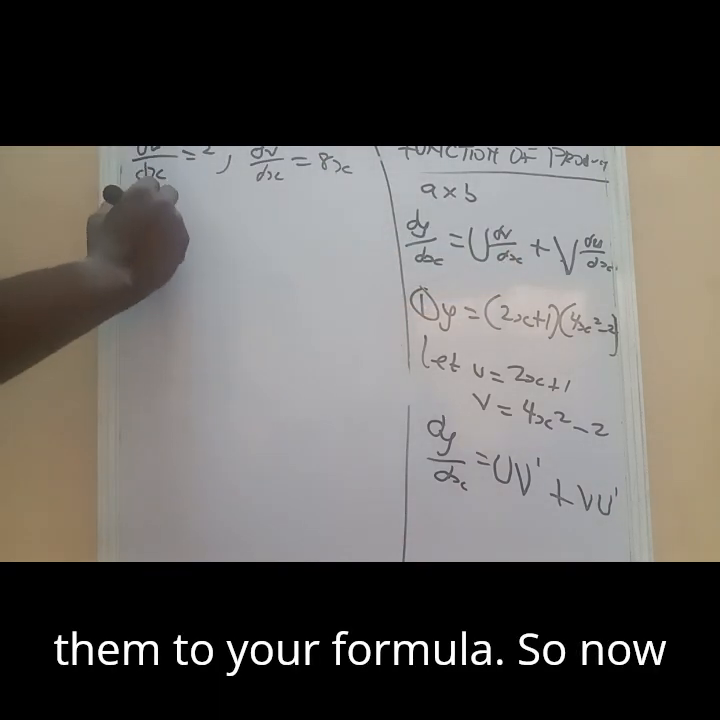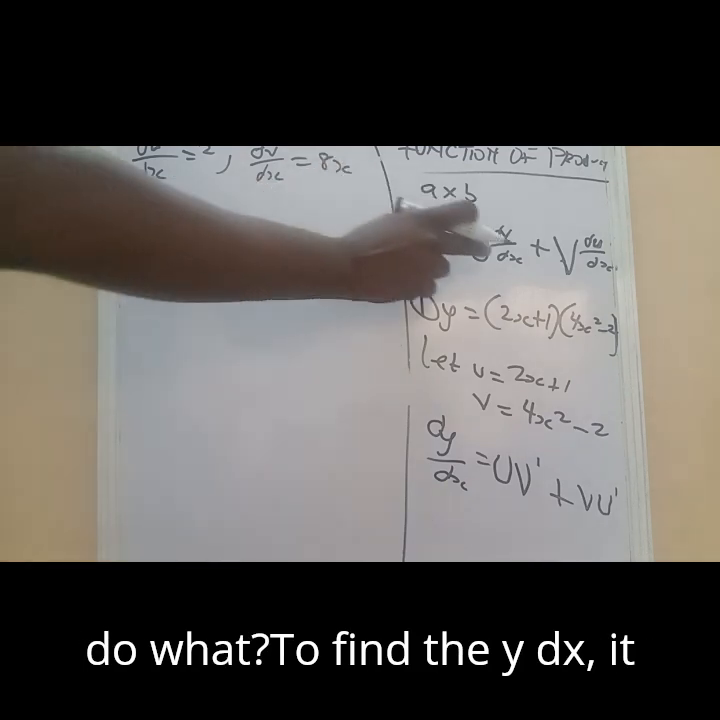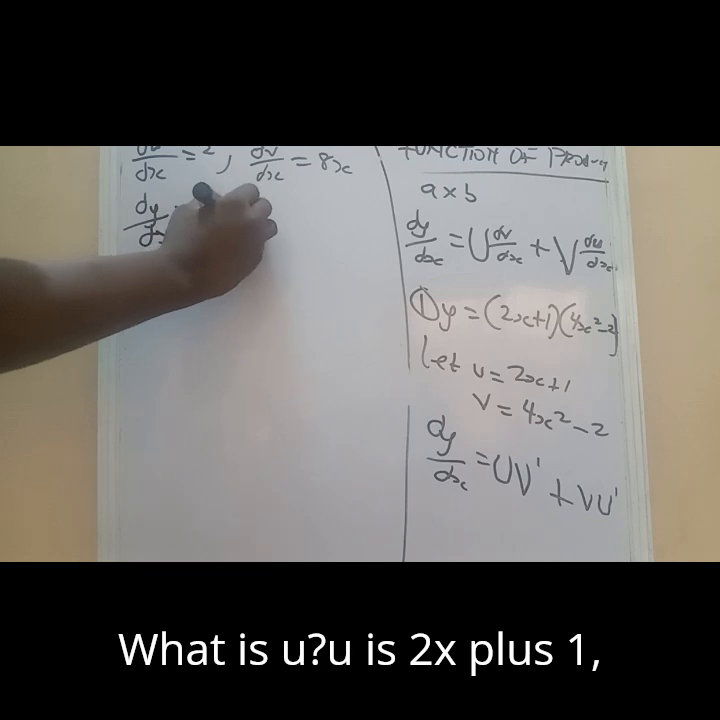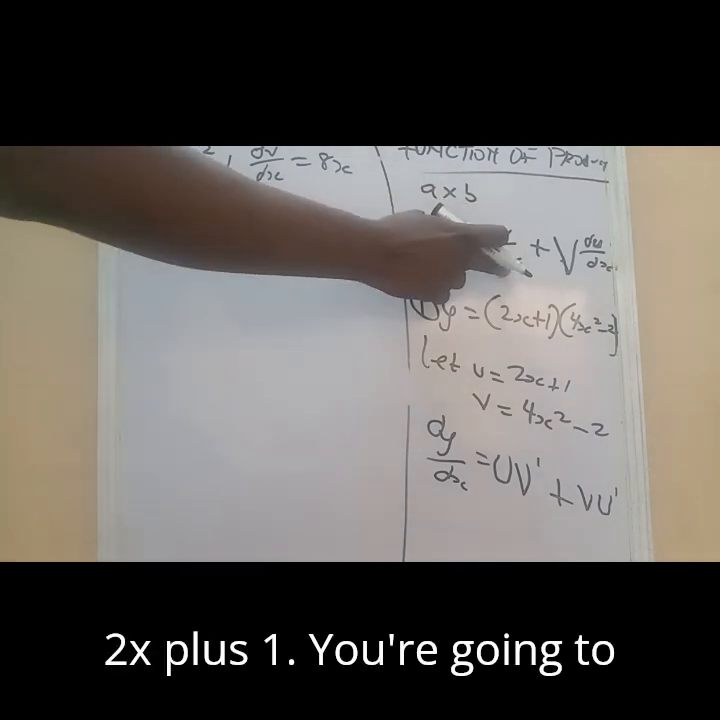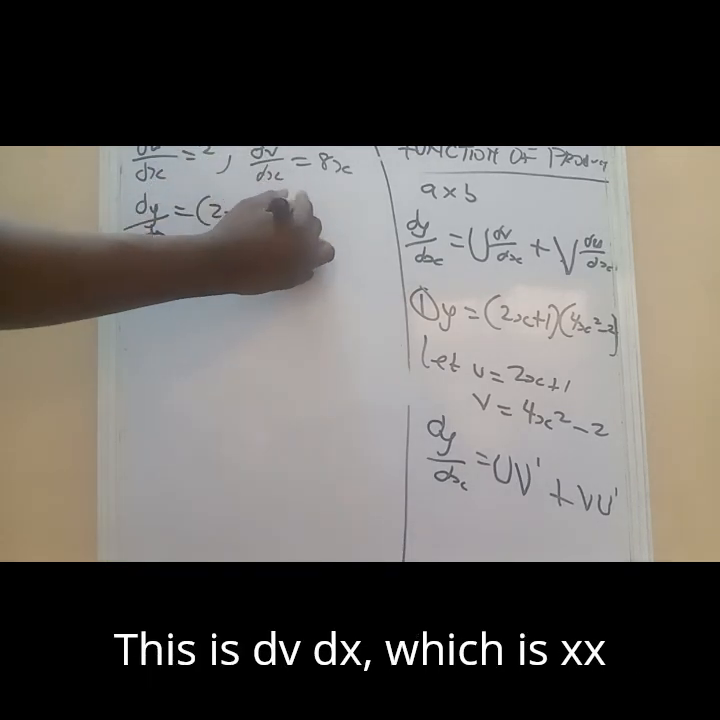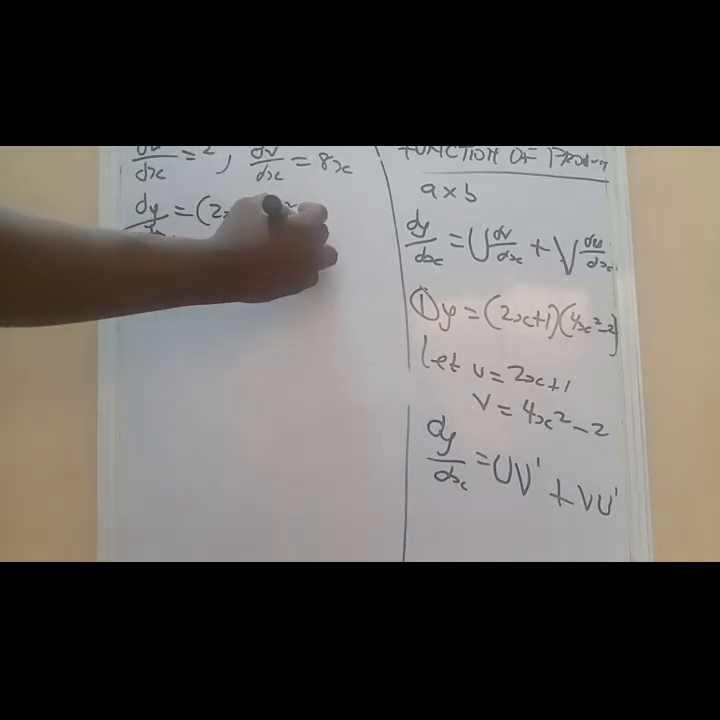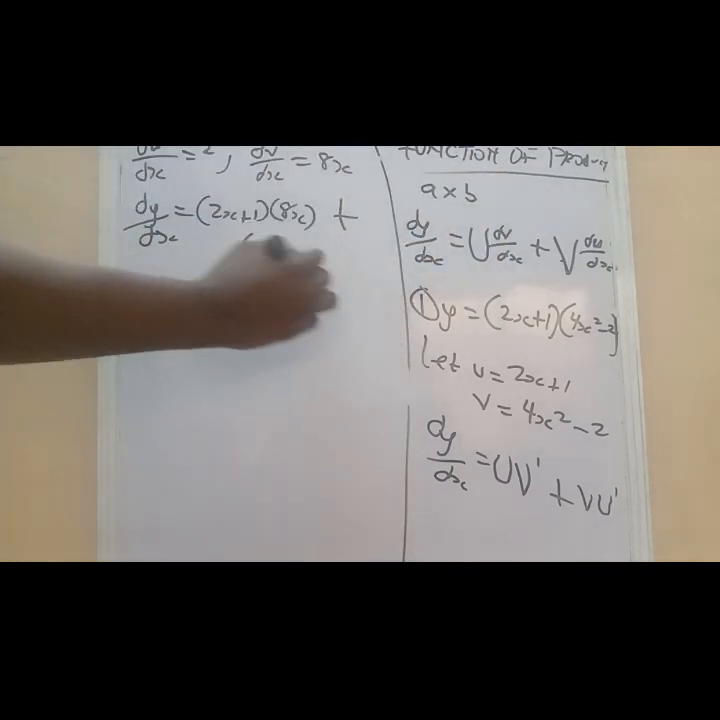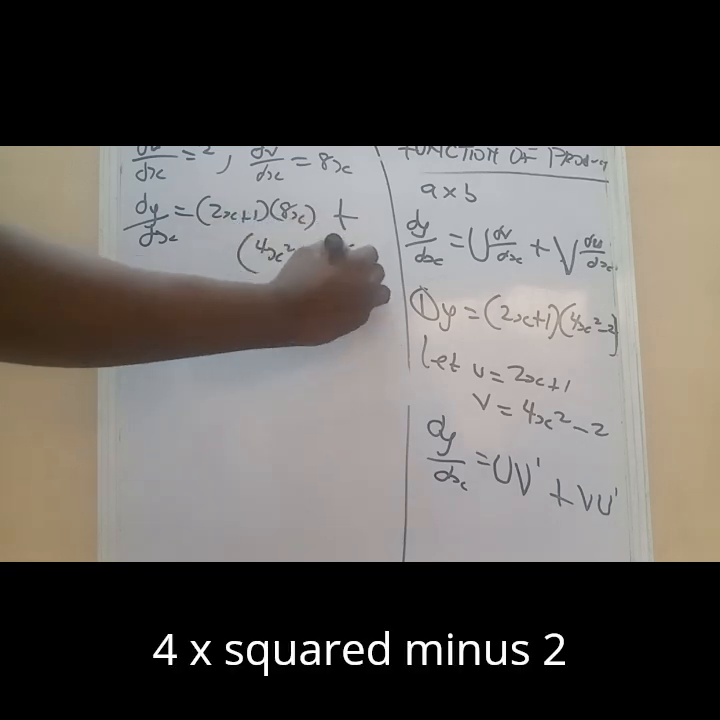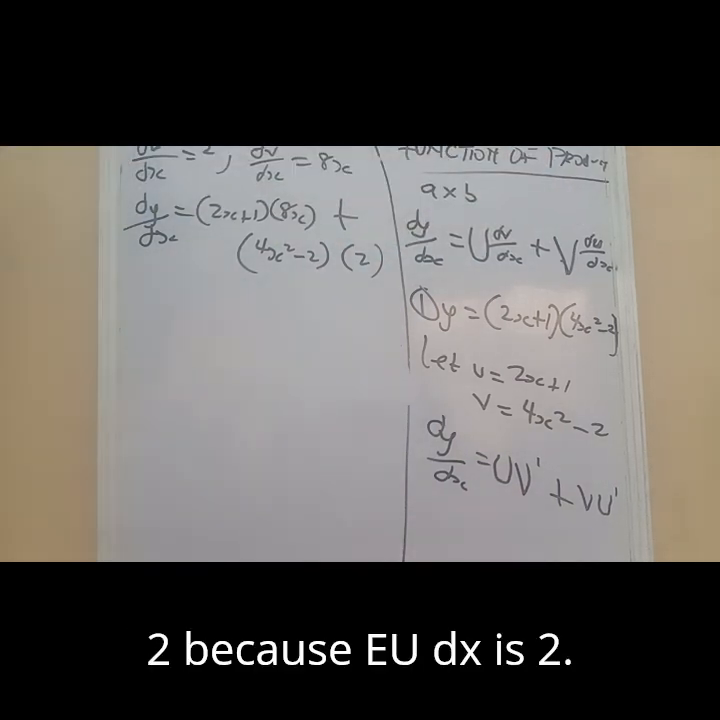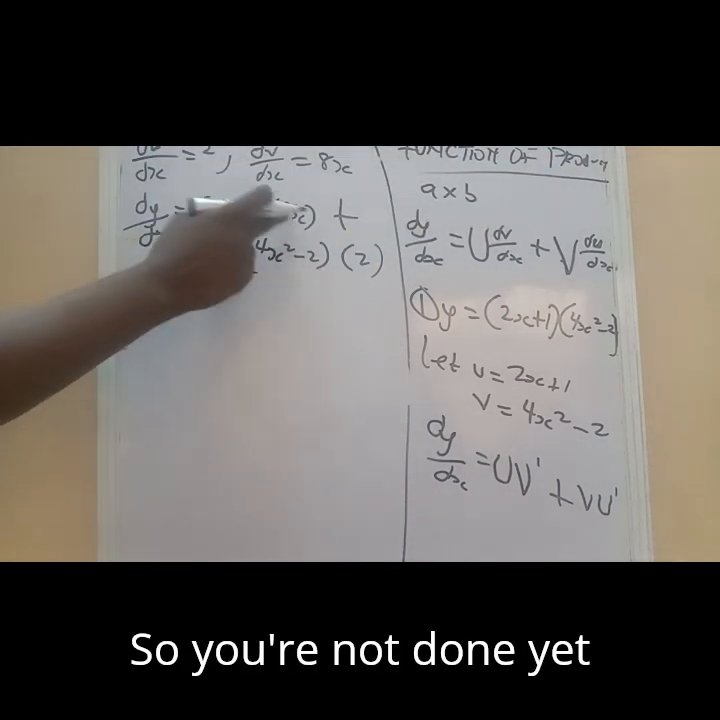So that will be what? To find dy/dx, it will be u. What is u? u is 2x plus 1. You are going to multiply by dv/dx, which is 8x. Then plus, what is v? v is 4x squared minus 2, into bracket 2, because du/dx is 2. So you are not done yet because you can easily multiply this.